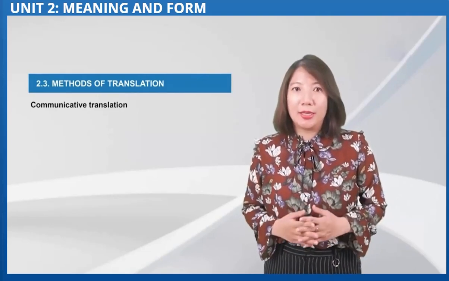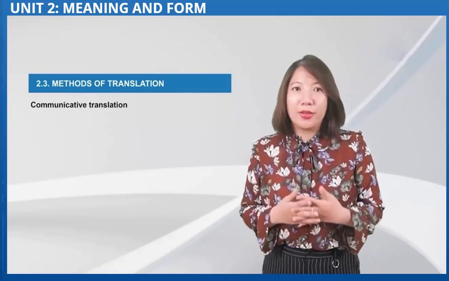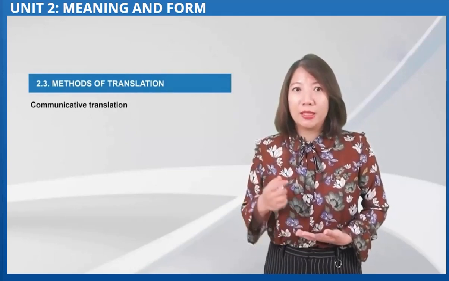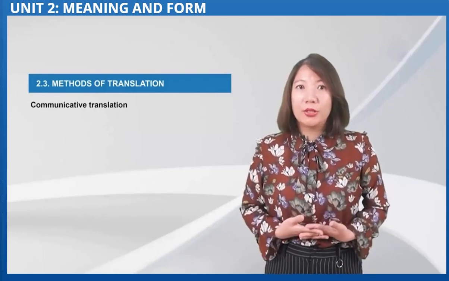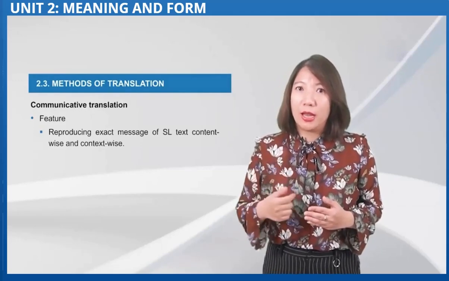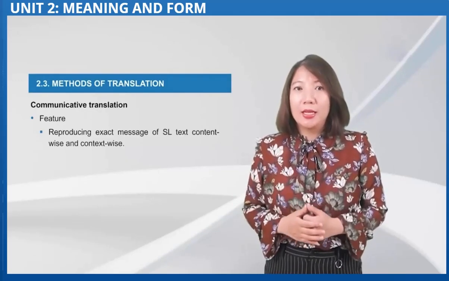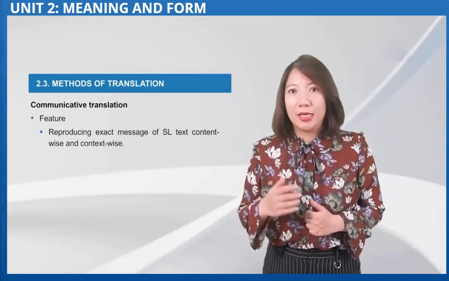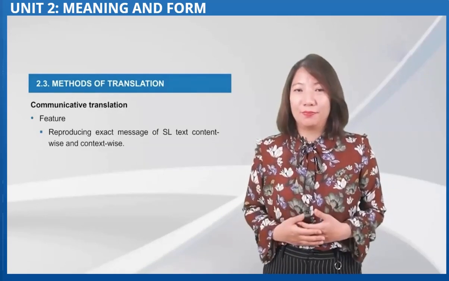We don't need to translate the names of the methods into Vietnamese because it could be misleading, and there are different arguments about the names or how to translate the names of these methods. But first, let's talk about the features of communicative translation. So this method tries to reproduce the exact message of the source language text, content-wise and context-wise. So it means that the translator tries to reproduce the meaning, the message of the text so that it could be acceptable and comprehensible to the reader.